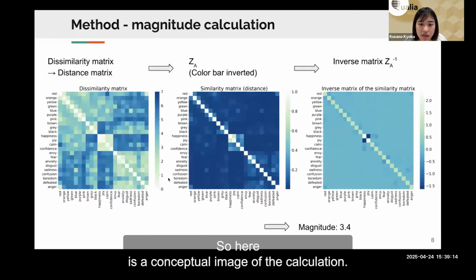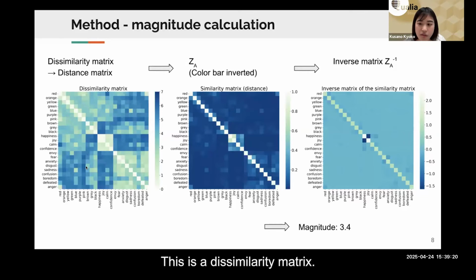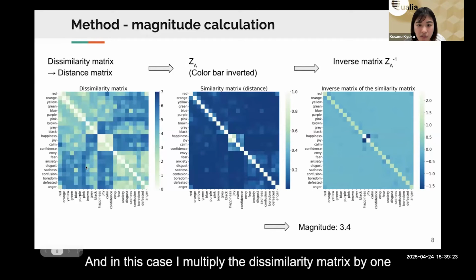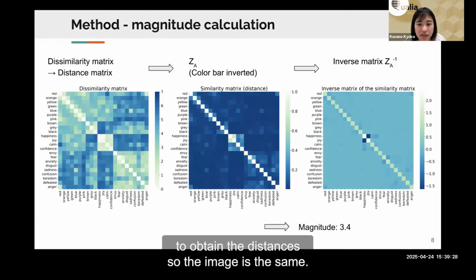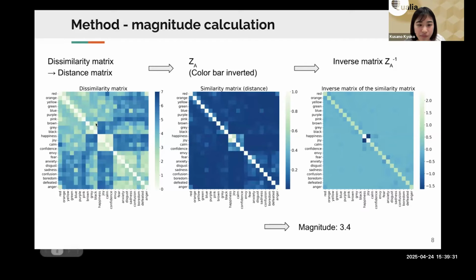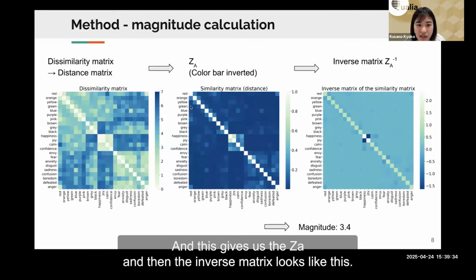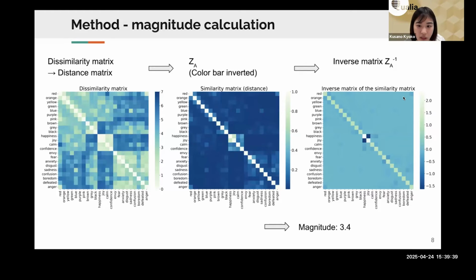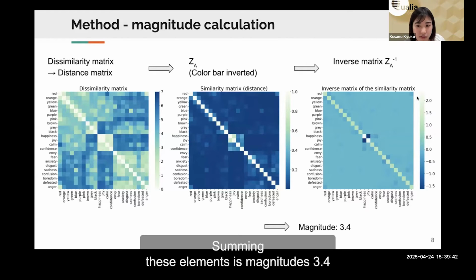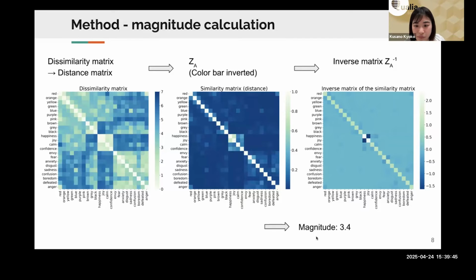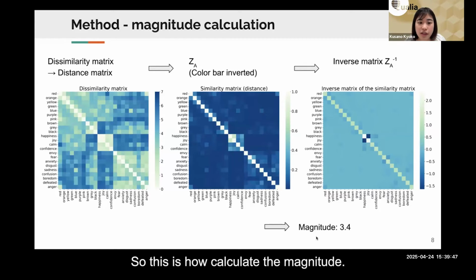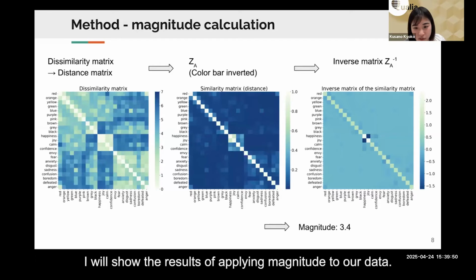And here is a conceptual image of the calculation. This is a dissimilarity matrix. In this case, I multiplied the dissimilarity matrix values by 1 to obtain the distances, so the image is the same. And this gives us the ZA. And then the inverse matrix looks like this. Summing these elements yields a magnitude of 3.4. So this is how we calculate the magnitude. I will now show the results of applying magnitude to real data.